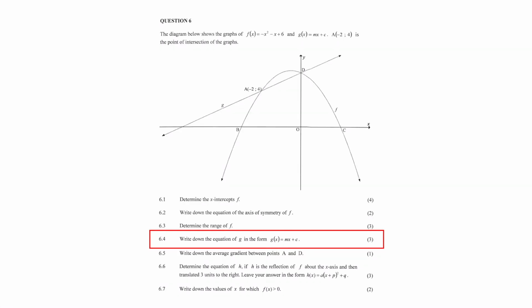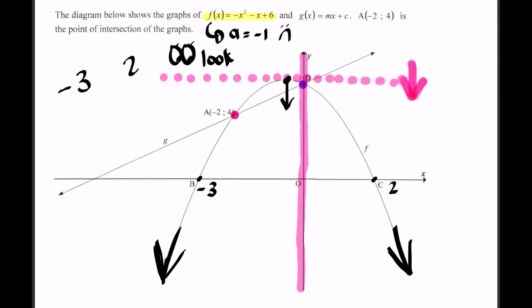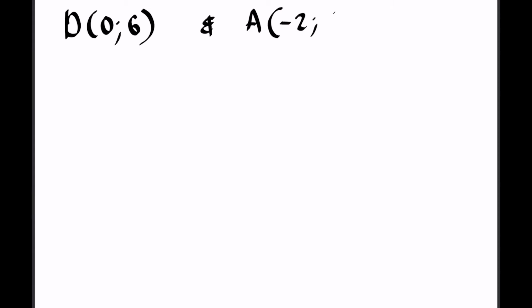The next question says, write down the equation of g in the form g of x is equal to mx plus c. So for this straight line graph, we could actually identify that we need these coordinates. So D's coordinate we know has a 0 for x, but what is the y value of this D coordinate? We have it given in our standard form over here with this positive 6. So we know that these coordinates are 0 and 6. Which means that now we have A and we have D. So we are able to therefore calculate. So we have D being 0 and 6. And we have A being negative 2 and 4.